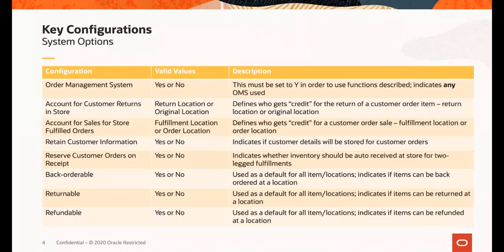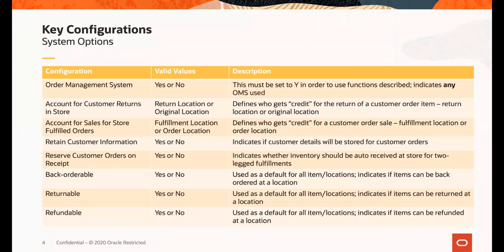Reserve customer orders on receipt is another one that was just added in our most recent cloud release. This is used for what we call two-legged fulfillments. So if a warehouse, for example, is sending goods to a physical store and then the customer is going to pick it up in the store, that first leg is the warehouse to store shipment, and then the second leg is the customer pickup.